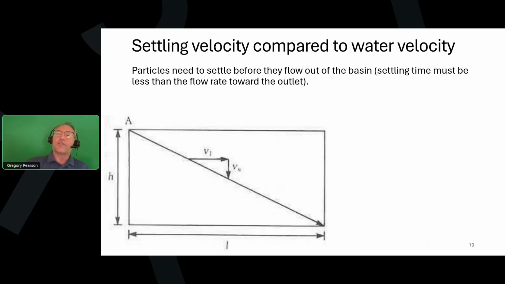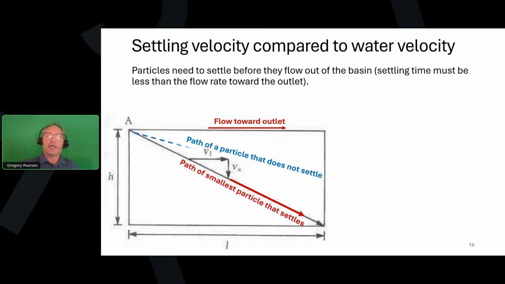But let's just look here conceptually at the concept of particles needing to be able to settle out before they leave the basin. Here we have the flow that's going, say, from the end of a rectangular sedimentation basin or from the center of a circular basin. The flow is going toward the outlet. Here we have the smallest particle that will settle. It's settling fast enough where it can settle before the flow goes toward the outlet. And if we look at a particle that doesn't settle, it can't settle before the flow goes to the outlet. It's too slow.